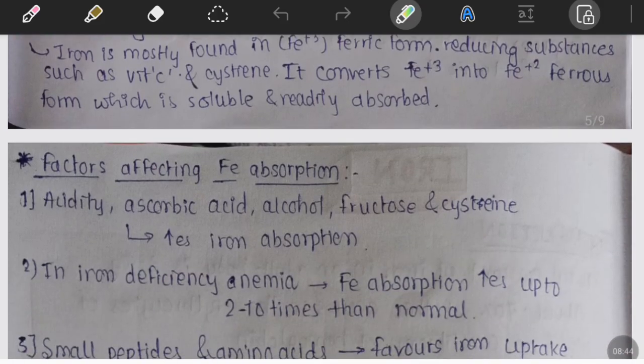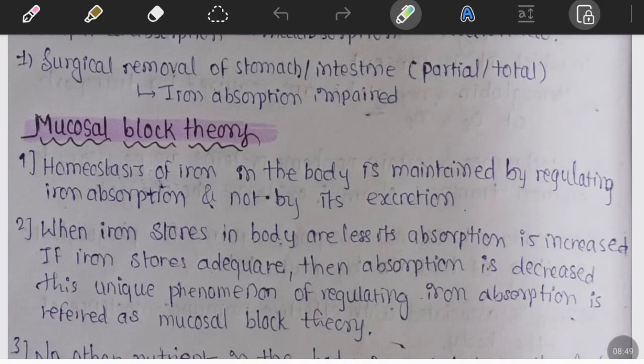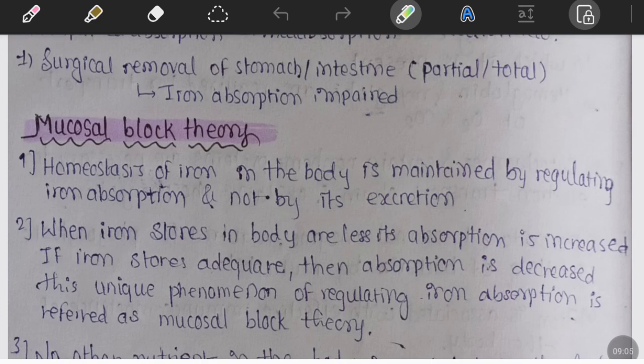Let's understand the mucosal block theory with a simple example. Imagine your body is a warehouse. If the warehouse is already full, will you allow more trucks inside? Of course not. The same thing happens with iron.